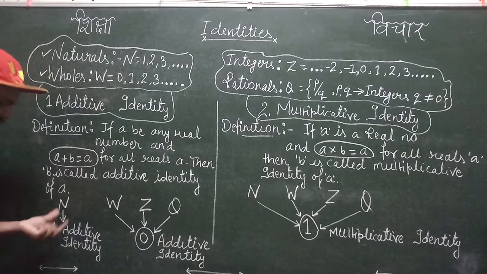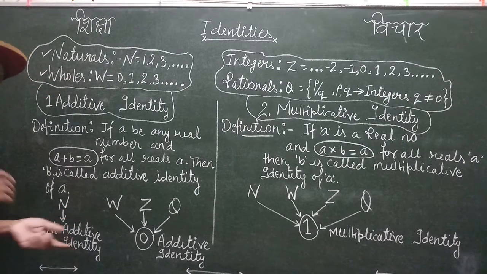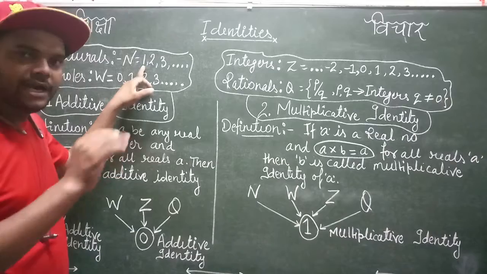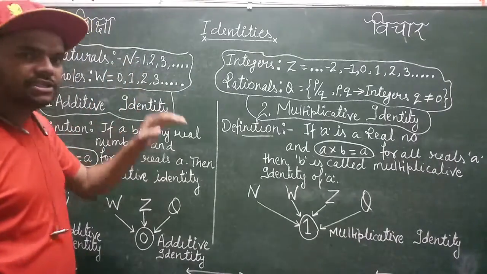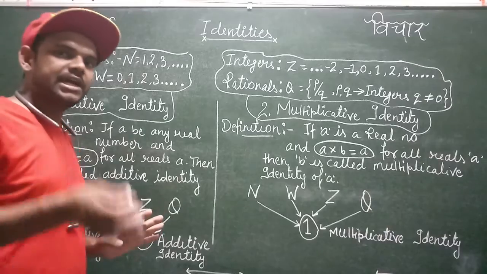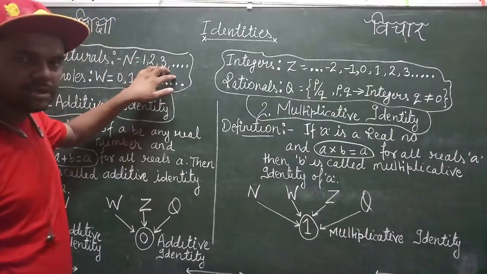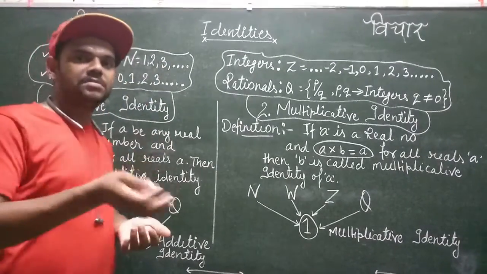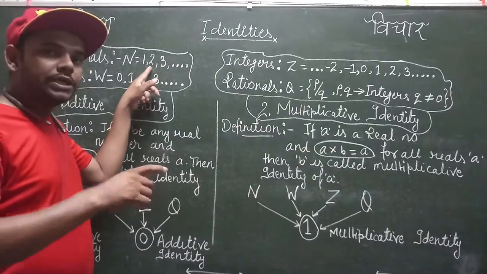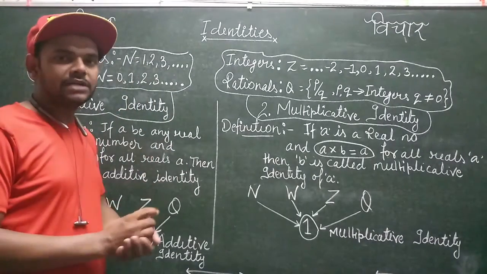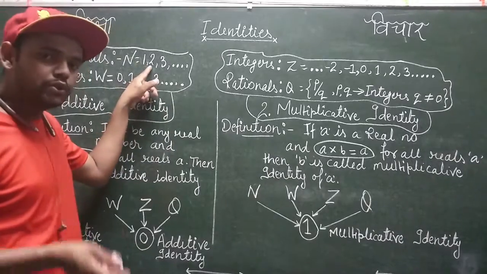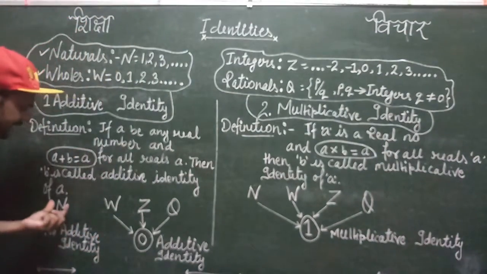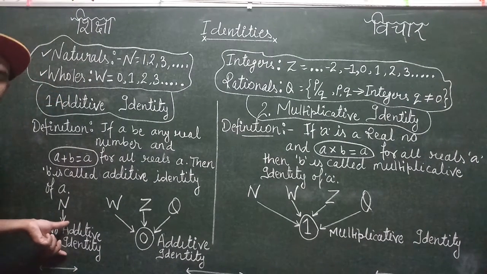For natural numbers, there is no additive identity. Why? We all know that natural numbers start from 1 and go to infinity. That means there does not exist any number which could be added to these numbers and the result would be the same. If we add 1 to 1, the result would be 2. If we add 2 and 3, the result would be 5. That means there is no natural number which can be added to 2 and the result would be again 2. So natural numbers have no additive identity.